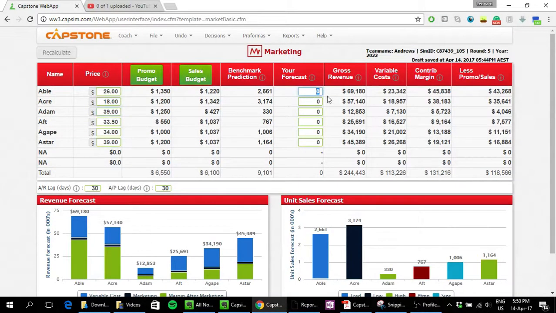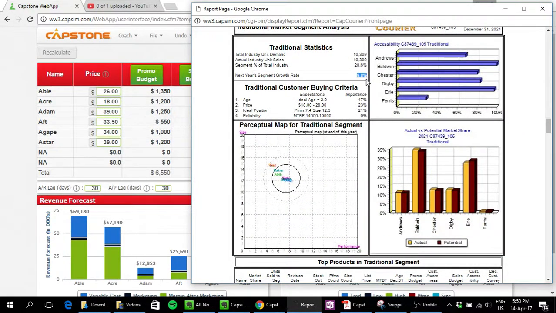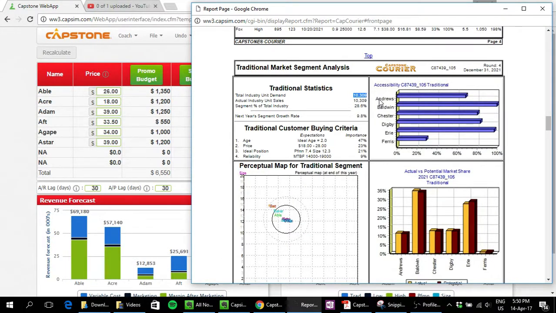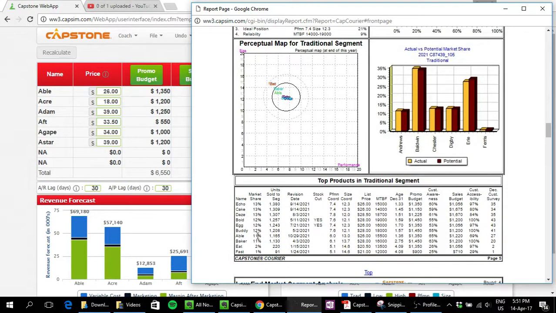And next is the forecast. How do you go about determining your sales figure? It's pretty simple. You just have to take a look at the segment's growth rate and the total industry unit demand. For instance, this is the unit demand for the previous year. You just take this times 100% plus this times 109.8%, and with that figure you determine how much market share you're going to get next year.